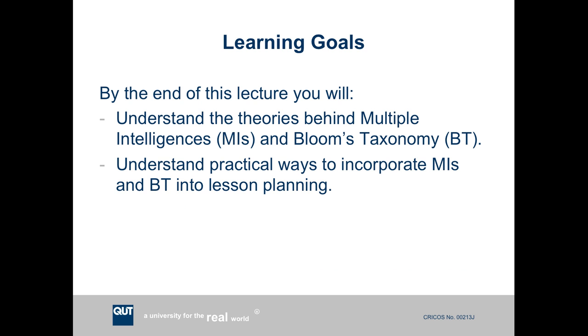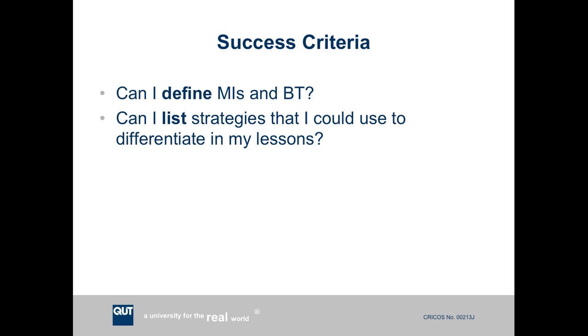Just to start off, our learning goals for the lecture. I'm hoping that by the end you'll be able to understand the theories behind multiple intelligences and Bloom's taxonomy, and that you'll understand practical ways to incorporate both of those into your lessons. How will you know if you can do this? Well, can you define multiple intelligences and Bloom's taxonomy? And can you list the strategies that you could use to differentiate in your lessons?